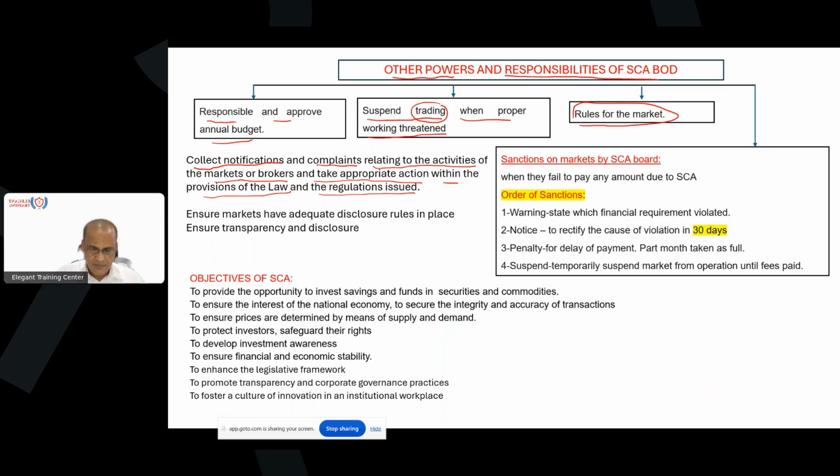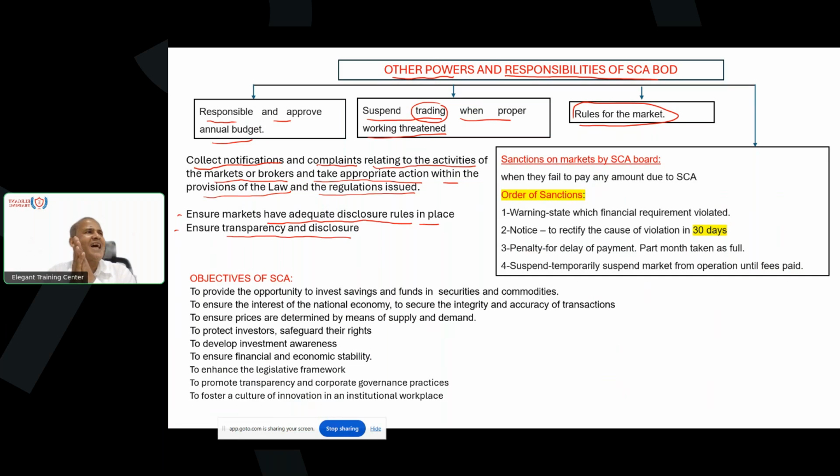Ensure markets have adequate disclosure rules in place, and ensure transparency and disclosure. These are the powers, or you can say obligations or functions, of the SCA. Clear?